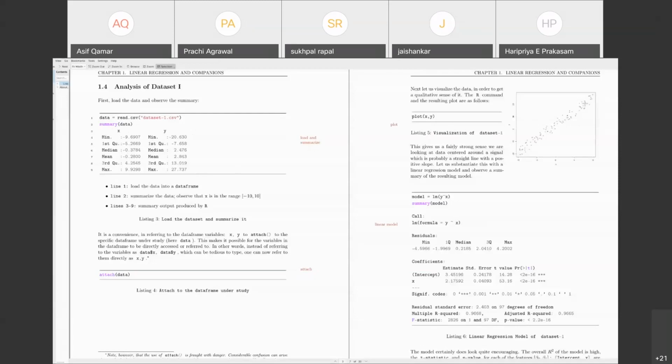Are you guys seeing this plot of the data? Do you see where my mouse is moving, guys?